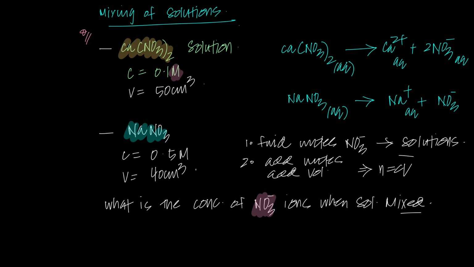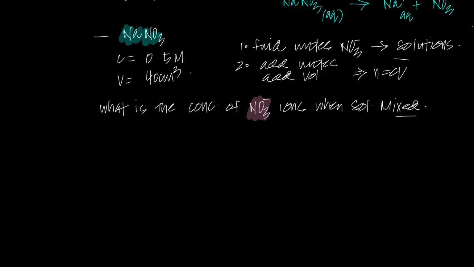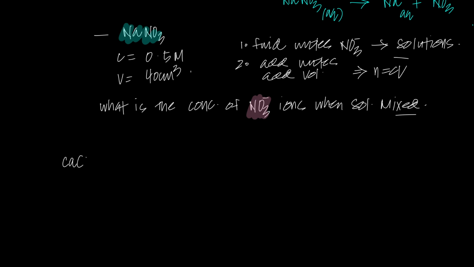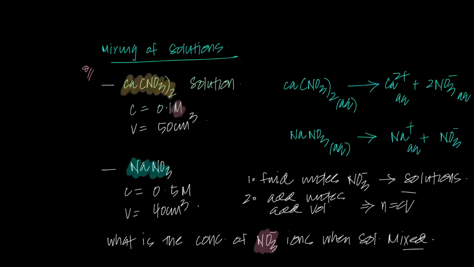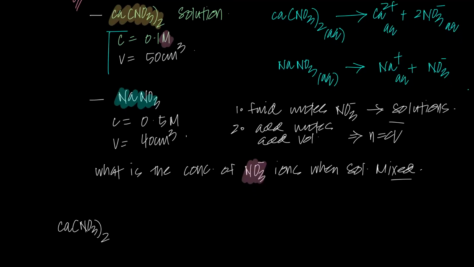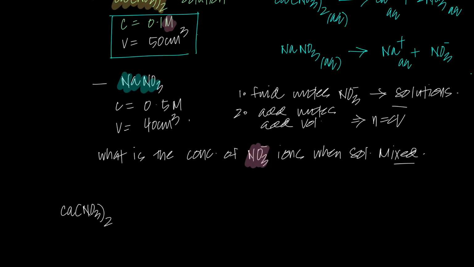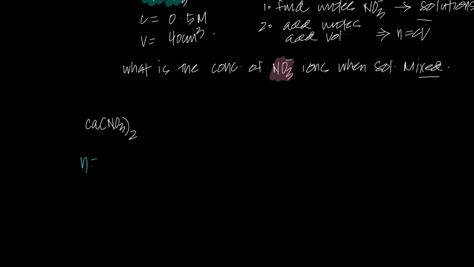So how do we do it? Please do it for me. We need to go from this data into the moles of calcium nitrate, because you can go from the moles of calcium nitrate into the moles of nitrate ions. First, calcium nitrate is given to us and we want the moles of nitrate ions, so first find the moles of calcium nitrate. He's given you the concentration, 0.1 molar, and the volume, so n equals CV.